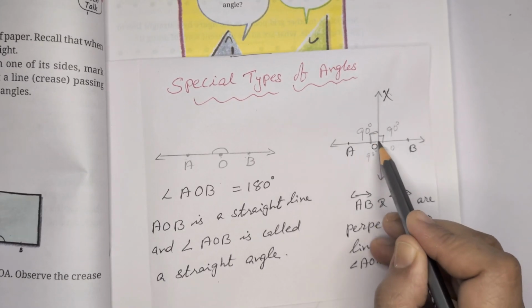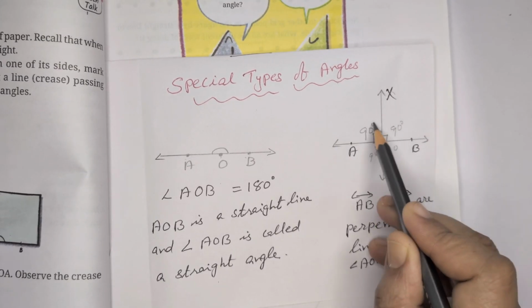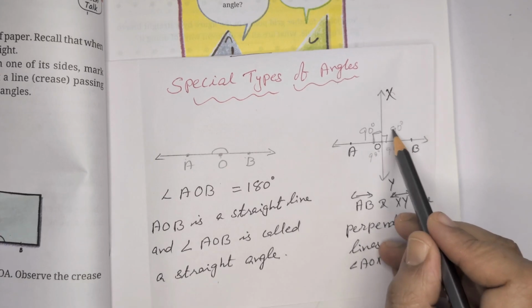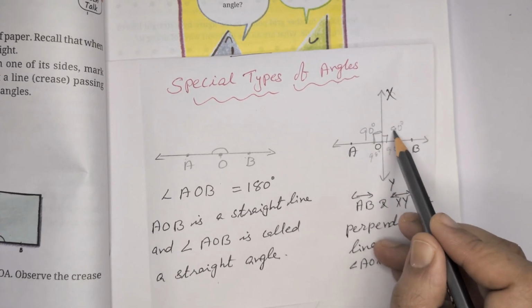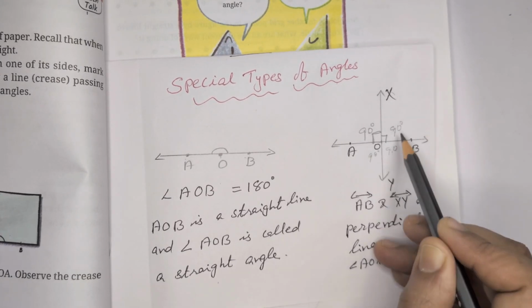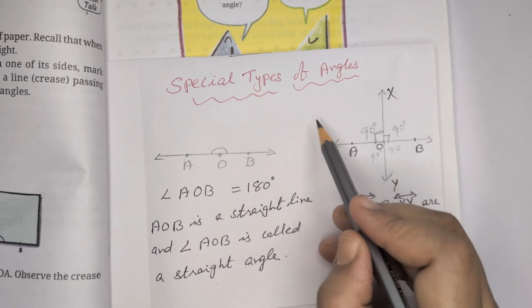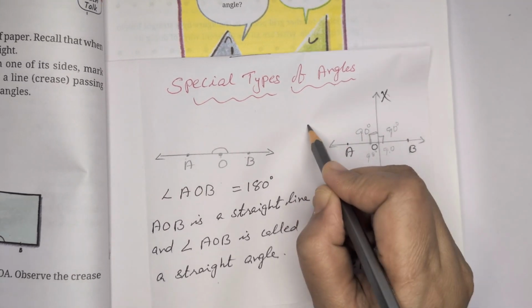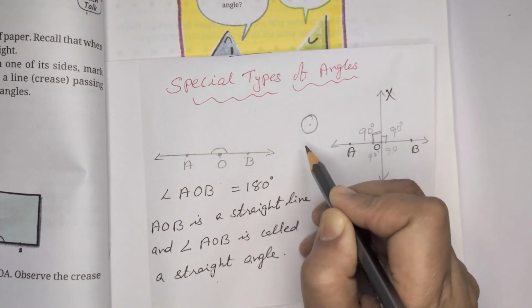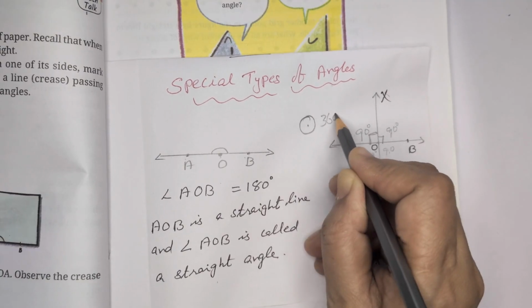When we add around a point all together, it will come to 360, 90 into 4. Each quadrant, 1, 2, 3, 4. So 90 into 4 is equal to 360. So around a point, the angle is always 360.